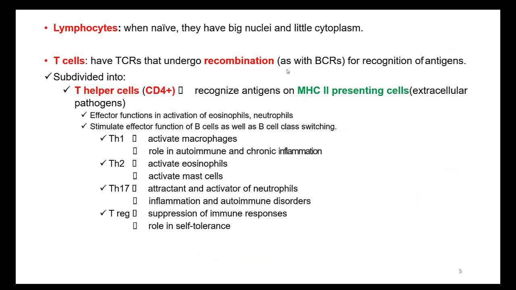Okay, so here, lymphocytes, right? When naive, they all look the same. They have a big nucleus, very little cytoplasm, right? But then they see the pathogen, they see the antigen, and they're going to become effector cells, right?